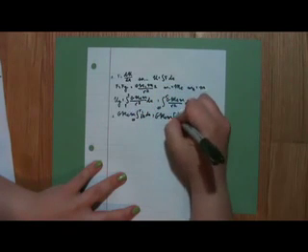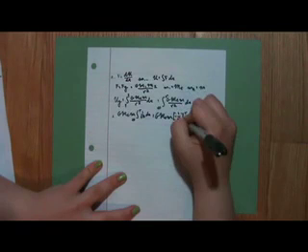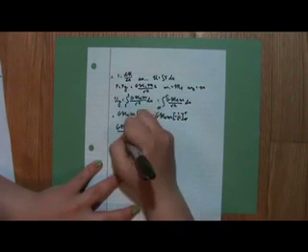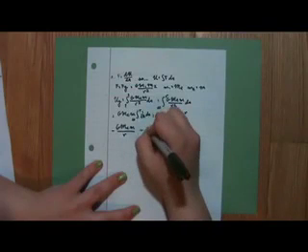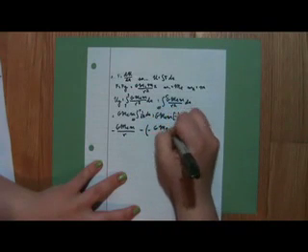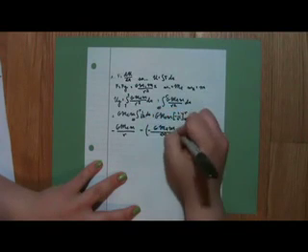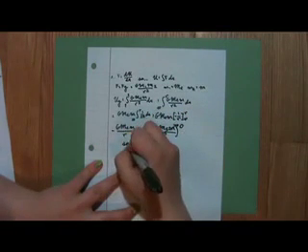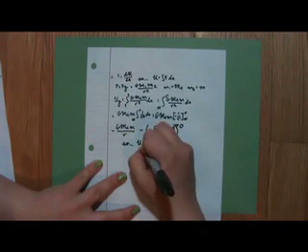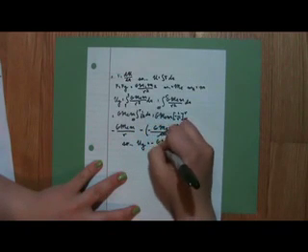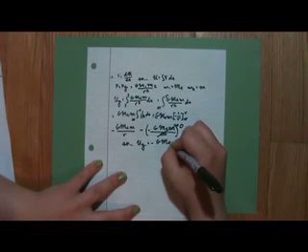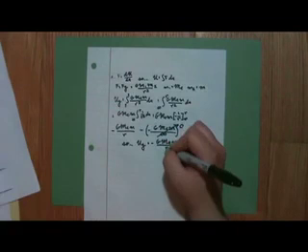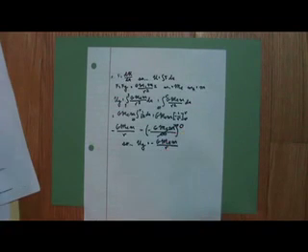As we solve through the rest of the integral, we end up with negative G ME m over r minus negative G ME m over infinity, which heads towards 0. So we get our final answer of Ug is equal to negative G ME m all over r.